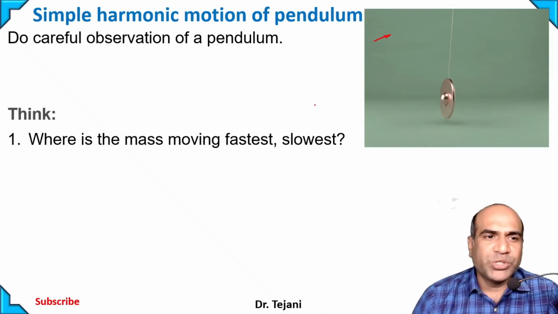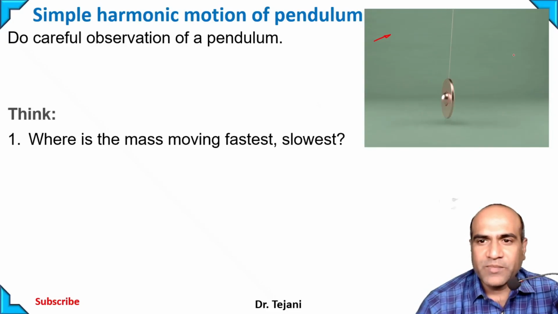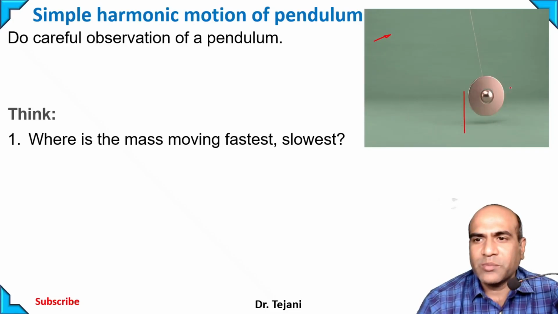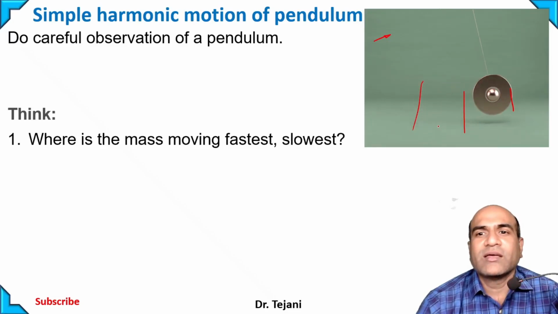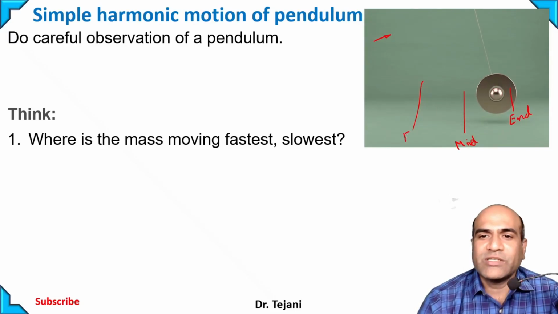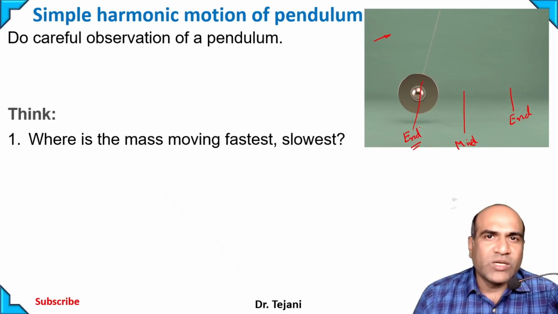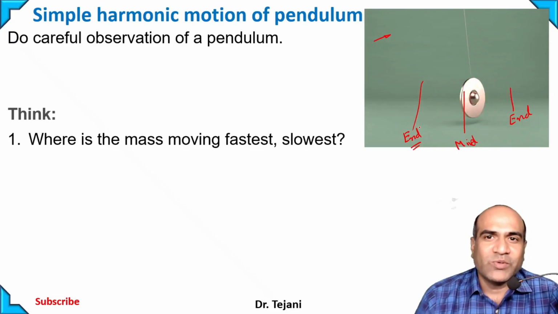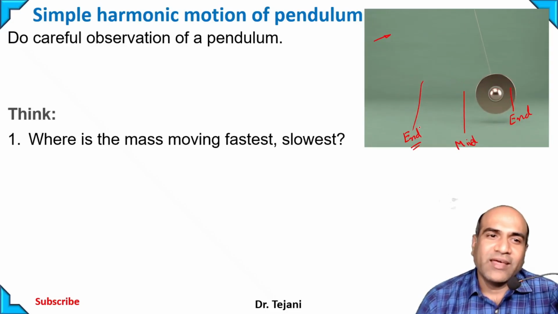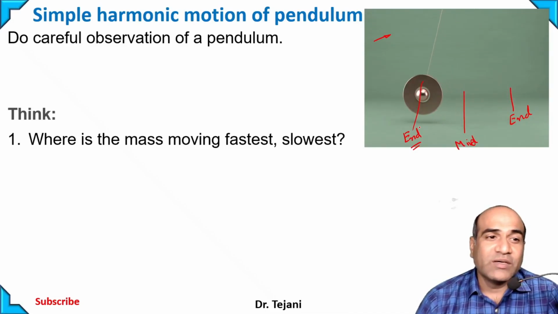You can see the first question: where is the mass moving fastest and slowest? If you see this pendulum, we can consider three positions. One is the mid position and the other positions are the two end positions. So this is the mid position and this is an end position. This is also an end position. Take a bigger size of pendulum and observe the movement of the pendulum. Answer these questions in the comment box. I'm not going to provide the answer for this.